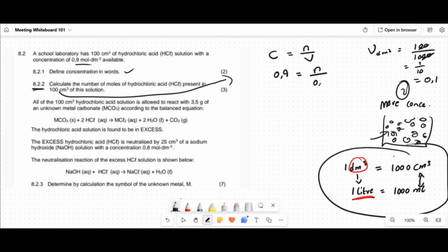So here I'm going to substitute 0.1, and then n, the number of moles of HCl, is going to be, what do you get? 0.9 multiplied by 0.1, which is 0.09 mole. Those are the number of moles of HCl that are present in that solution, right?